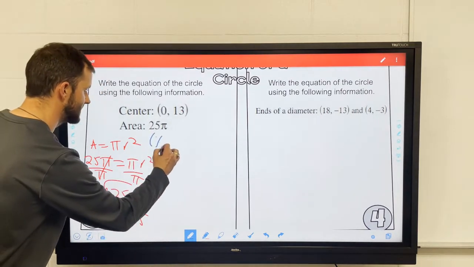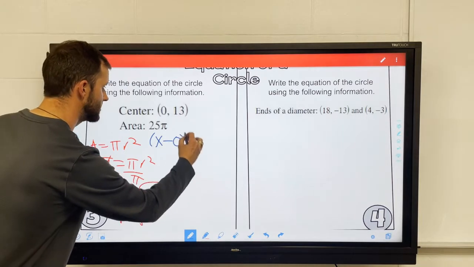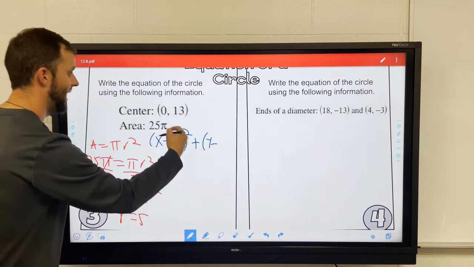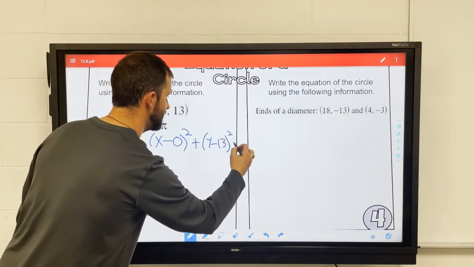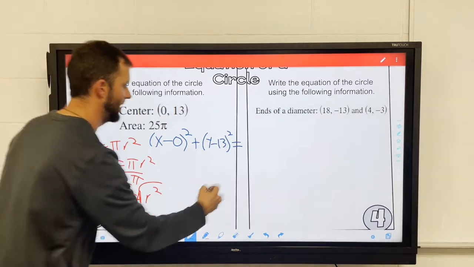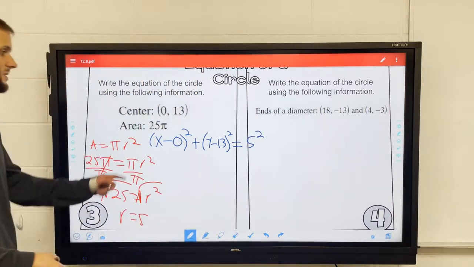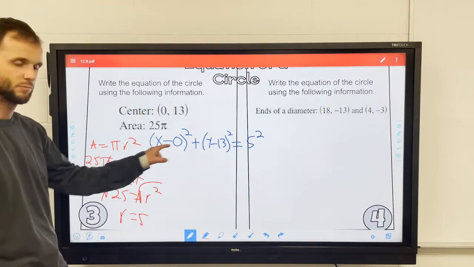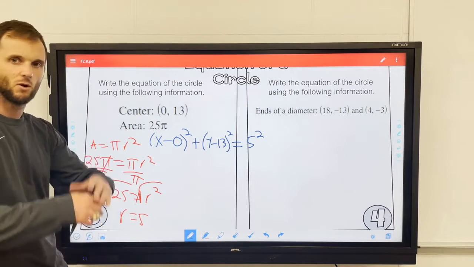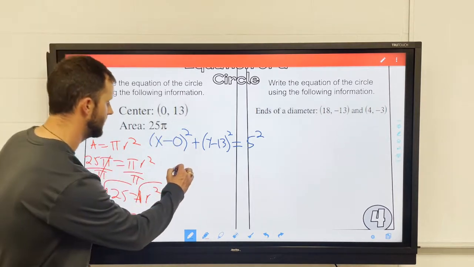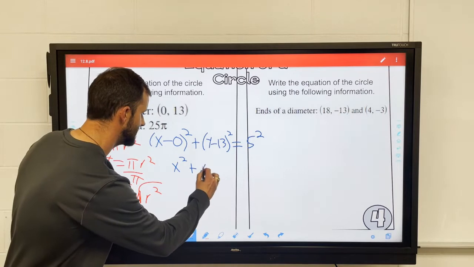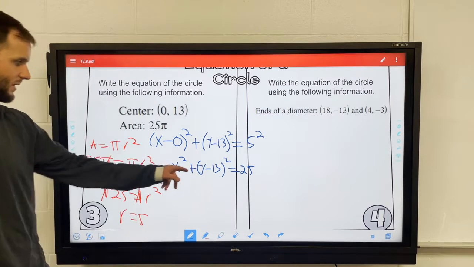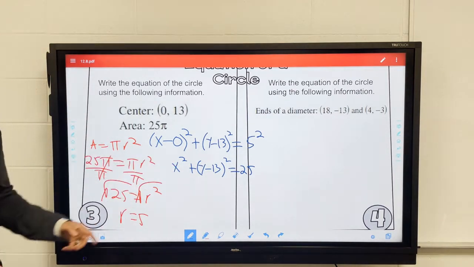So I'm going to do x minus h squared plus y minus k squared is equal to r squared. My radius is 5, so 5 squared. Ladies and gentlemen, this would technically end up being my example here. But if you look, since I'm subtracting 0, x minus 0 is still just x. So this would actually turn into x squared plus y minus 13 squared is equal to 25. That would end up being my equation, because that's going to end up being 0 there, okay?